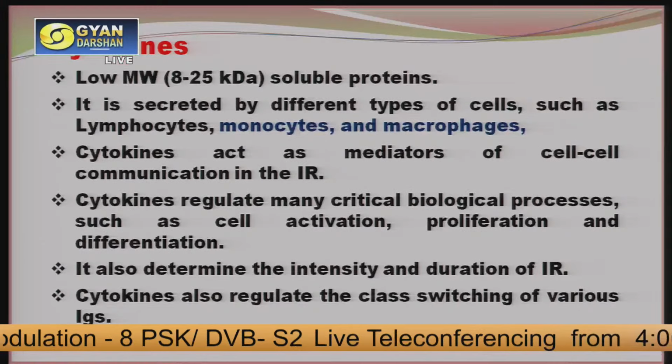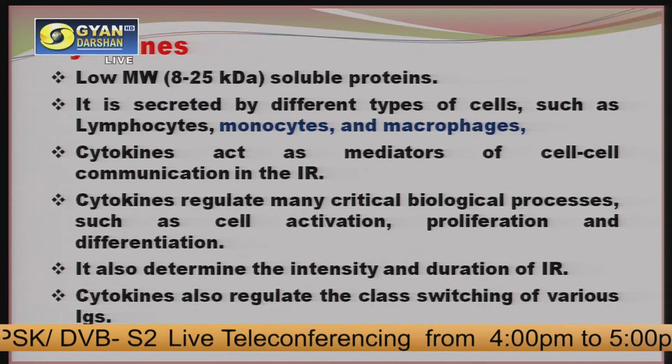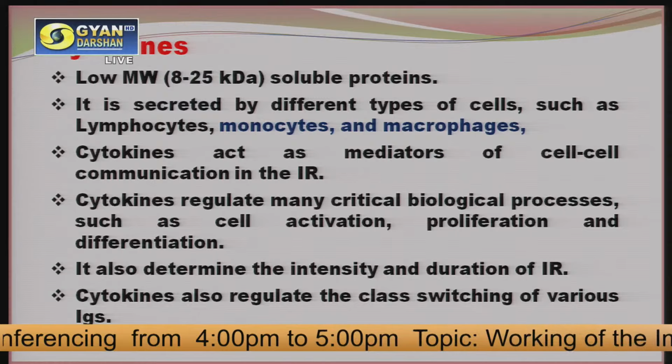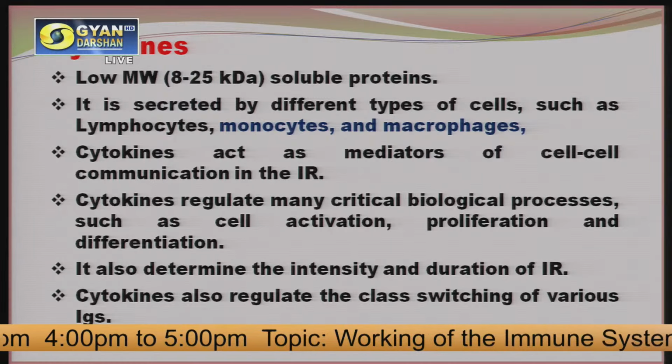And cytokines also regulate the class switching of the various immunoglobulins, like IgG, IgM, IgD. A number of the cytokines will switch their classes. Which one is produced depends on the cytokines. Cytokines regulate the immunoglobulins, and switching of the immunoglobulins is there.